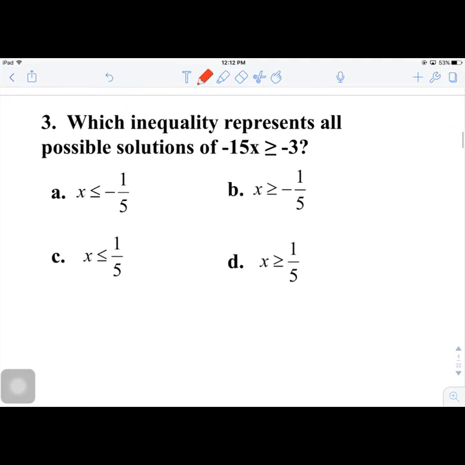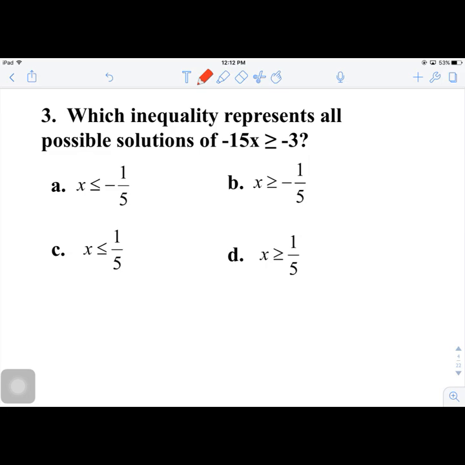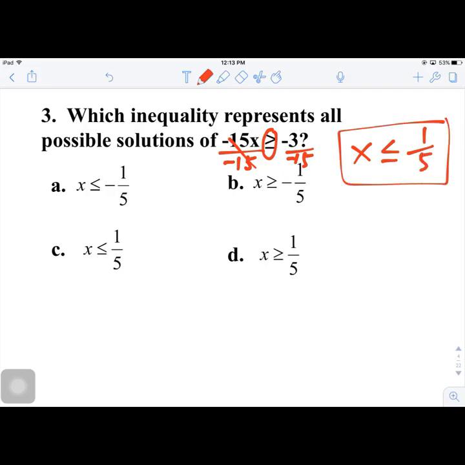Number 3, which inequality represents all possible solutions? So to get x by itself, we need to divide by negative 15. Whenever we divide by a negative number in an inequality, we need to switch the inequality sign, so it becomes x less than or equal to 1 over 5. And that looks like choice C.